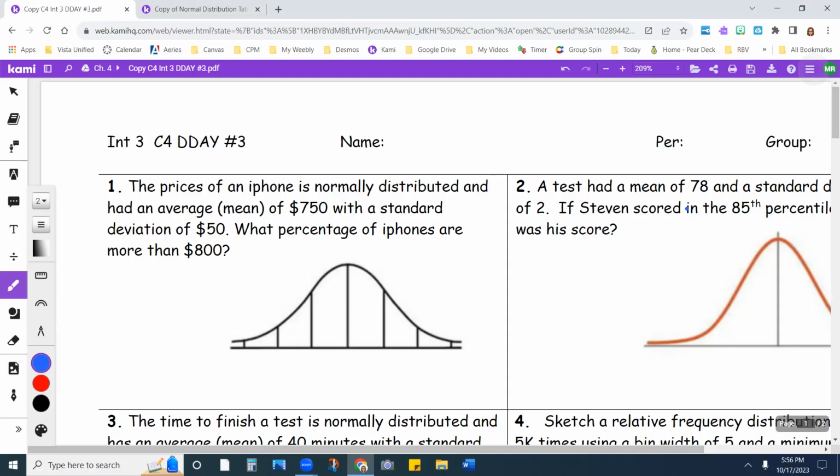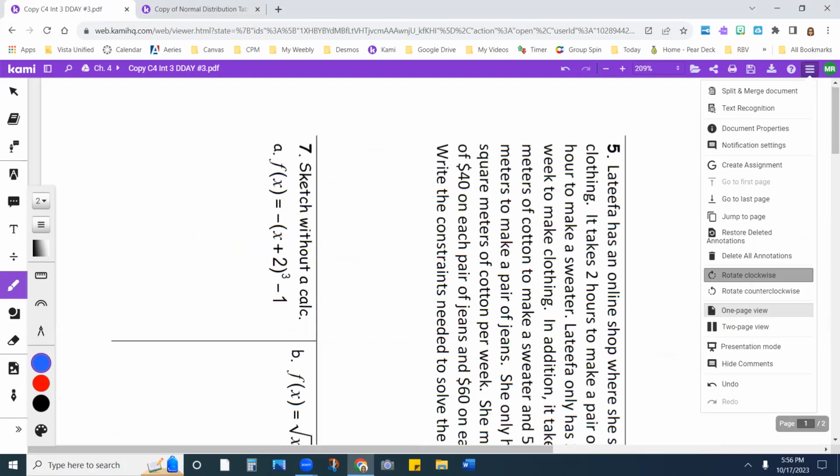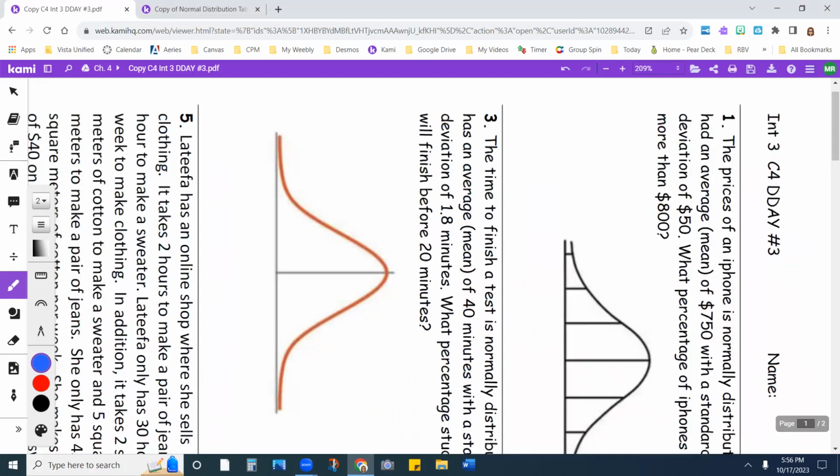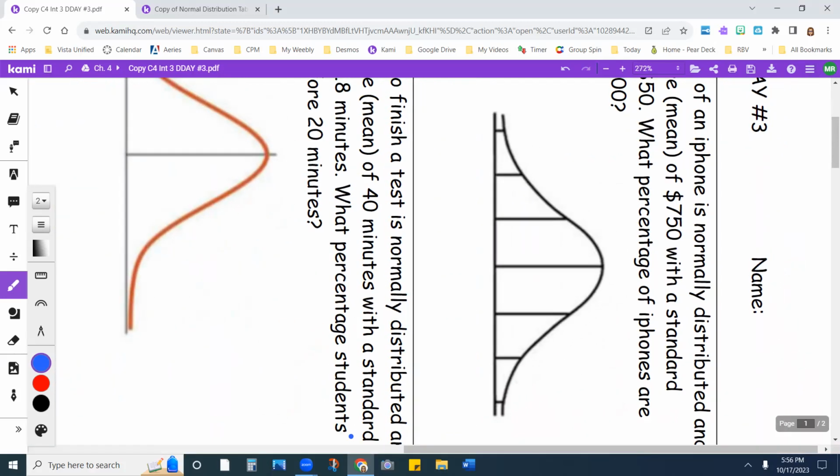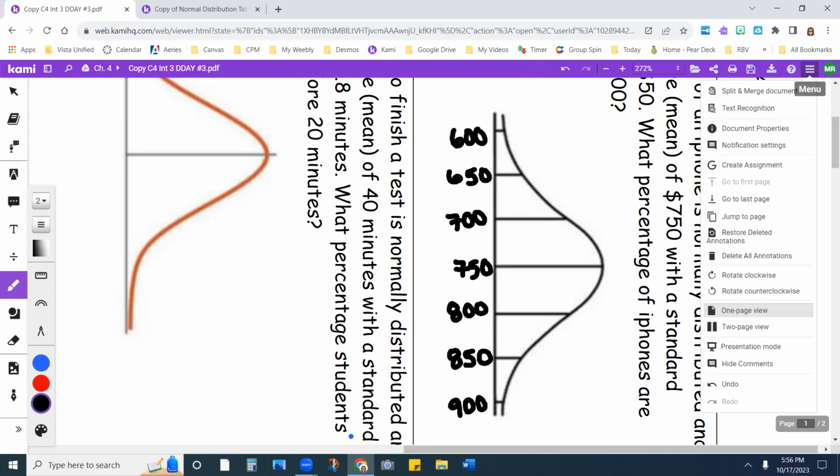Okay, so I can just write it a little neater. On this one we have a mean of 750. We have a standard deviation of 50, so that means this would be 800, this would be 850, this would be 900. I'm just adding 50. Going the other direction, I'd have a 700, a 650, and a 600.